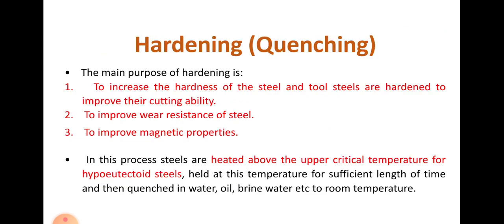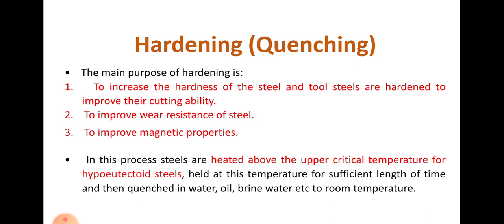The third heat treatment process is hardening. As it is mainly related to the cooling rate, it is sometimes also called quenching. The main purpose of hardening is to increase the hardness of steel. We already discussed hardness and hardening. Hardness is nothing but resistance to penetration, and hardening is to increase the hardness of the material. So if I increase the hardness of steel or any metal, that is called hardening.